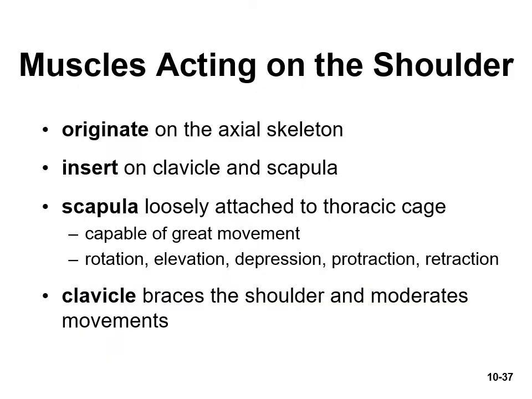Now we're going to move on to the shoulder. These shoulder muscles tend to originate on the axial skeleton and insert on the clavicle and the scapula. So remember, the scapula is loosely attached to the thoracic cage. It's capable of great movements: rotation, elevation, depression. When you're moving your arm all around, if you think about your shoulder blade and what it is doing, it has a great range of motion. The clavicle, on the other hand, your collarbone, braces the shoulder and moderates these movements. So when you're moving your shoulder all around, notice that the clavicle does not move nearly as much.